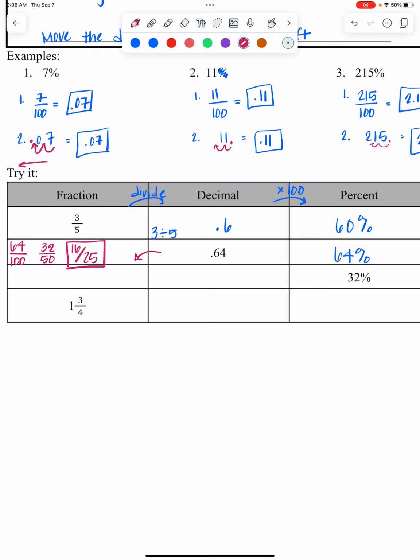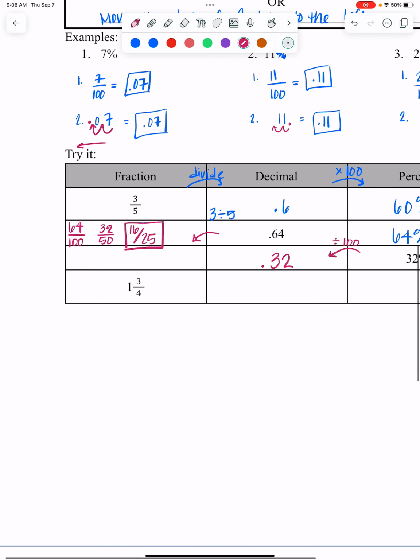Now I want to go backwards all the way. I want to start with a percent and go back to a decimal. So that means I'm going to divide by 100. That's going to give me 0.32 for a decimal. Then to go backwards to a fraction, I put 32 over 100. I can divide both of those by 4. 32 divided by 4 is 8. 100 divided by 4 is 25, so there's my fraction.